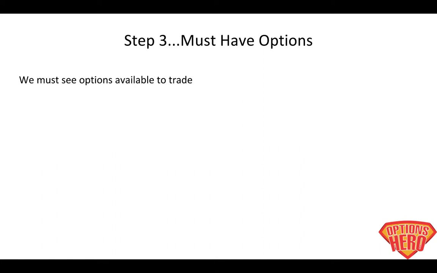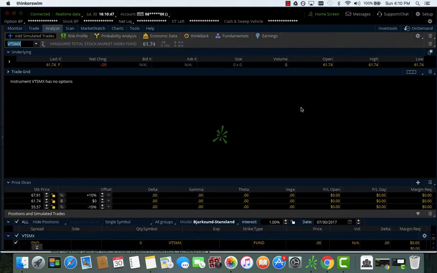So let's go ahead and find a stock real quick that doesn't have options so I can just show you. All right, so after digging around, I found one. It's actually not a stock, it's a mutual fund that does not have any options. So this is the Vanguard Total Stock Market Index Fund. I have no idea what they do.